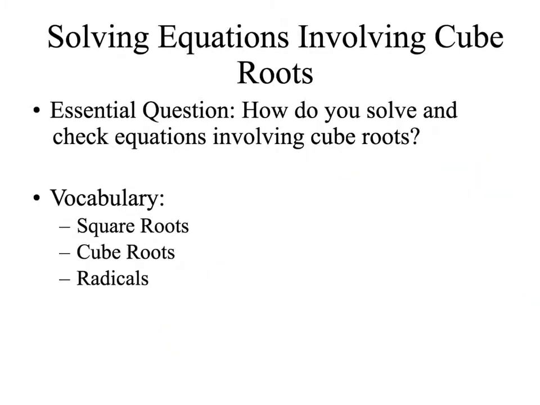Today we're going to be looking at cube roots. If you remember, square roots was when we took a number and multiplied it times itself. 4 is a perfect square because of 2 times 2. 9 is a perfect square because of 3 times 3. Well, cube means 3 of something. So 3 of the same number multiplied together are your cube roots.